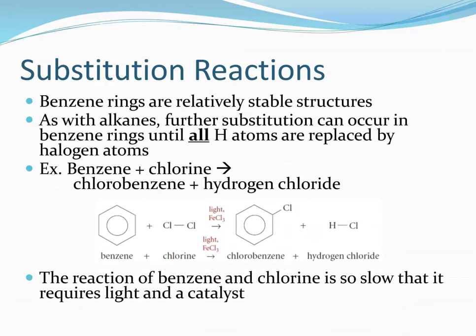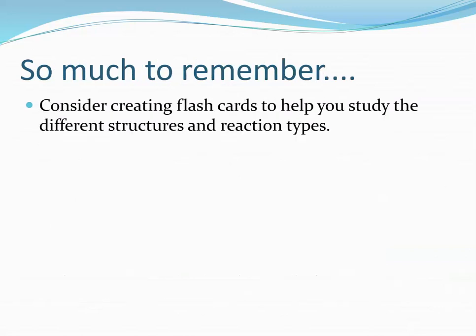Although benzene is very stable, it will still undergo a substitution reaction. It can continue to undergo these reactions until all of the hydrogens are replaced with halogens. But the process is very slow and requires light and a catalyst because benzene is so stable. Well done! This is a very complex lesson with structures and reactions that will need to be remembered.